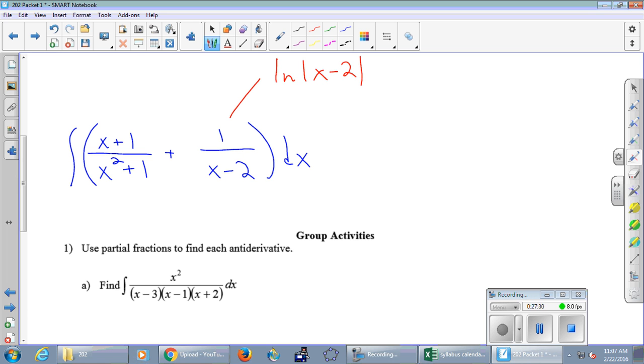If you do a u substitution and let u equal x squared plus 1, then you're expecting a 2x. We have an x, but this plus 1 is an issue. And so the thing you have to do is split this guy up into two different things: x over x squared plus 1 plus 1 over x squared plus 1. That's equal to the original fraction.